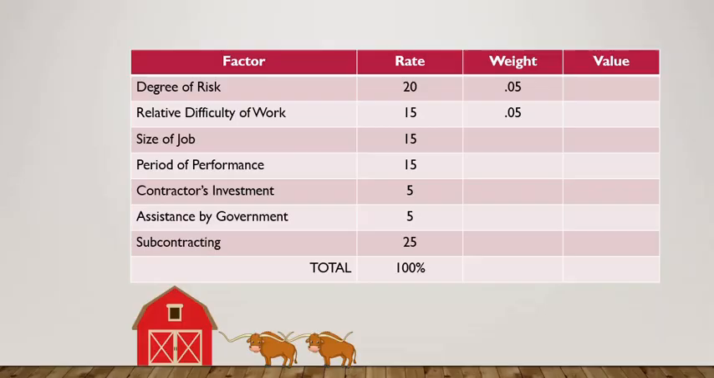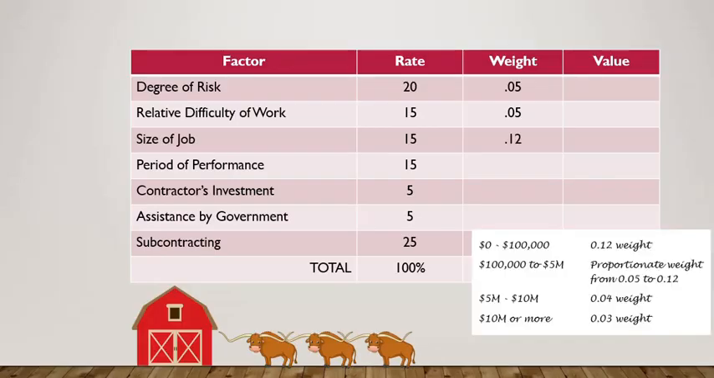Thirdly, we're looking at the size of the job. Here, there's a fairly well-defined answer for deciding what our factor is going to weigh. Let's say this barn is going to cost $99,000 to build. So we'll give this factor a weight of 0.12 based on the scale provided here.